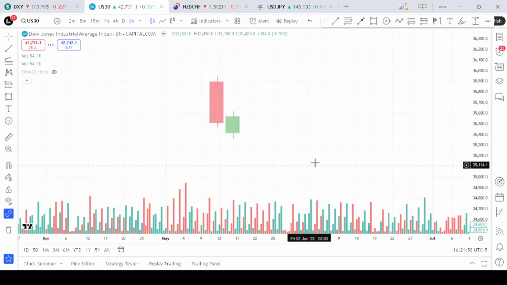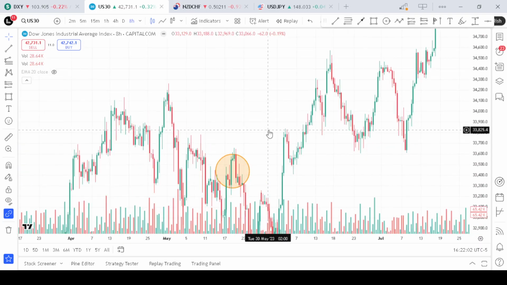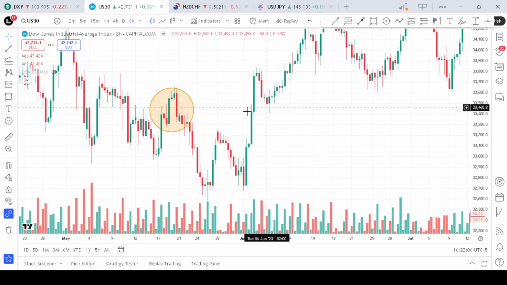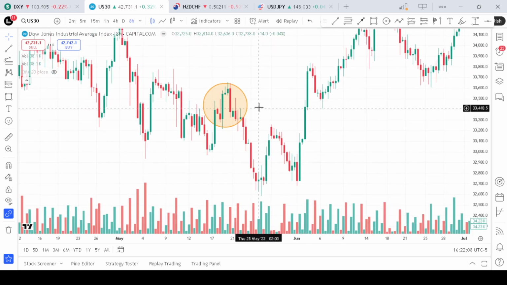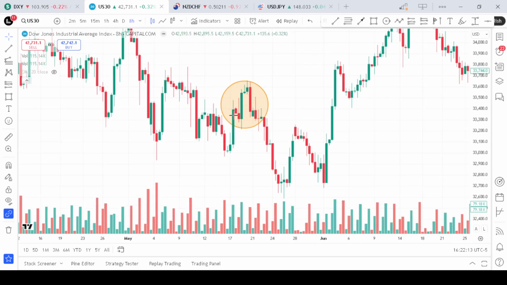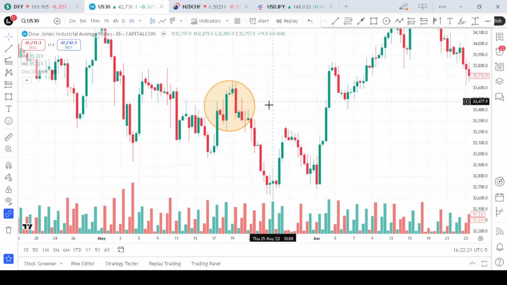Here is an example of this pattern on a real life chart, and as you can see, this is the pattern where the bearish candle closes and the bullish candle gaps a little bit down and comes up but does not reach the midway point of the bearish candle.